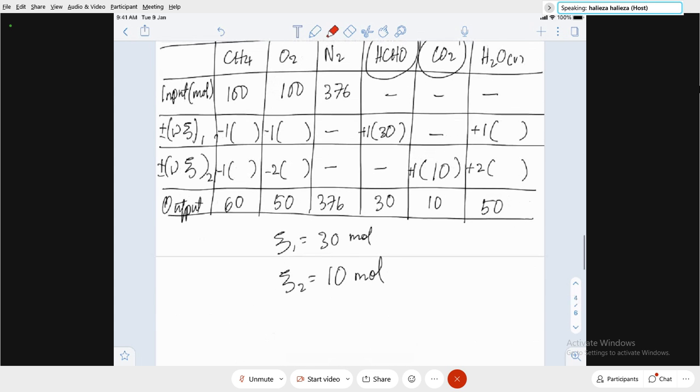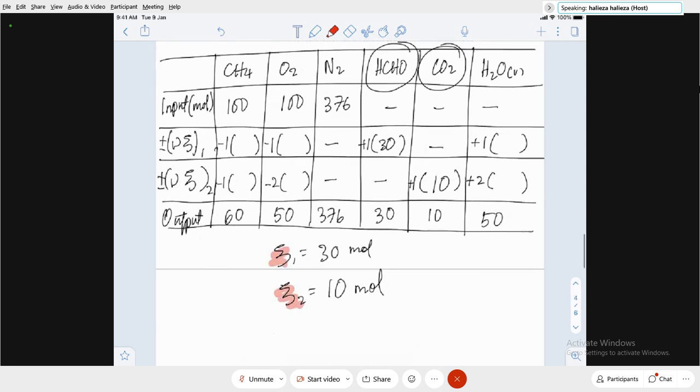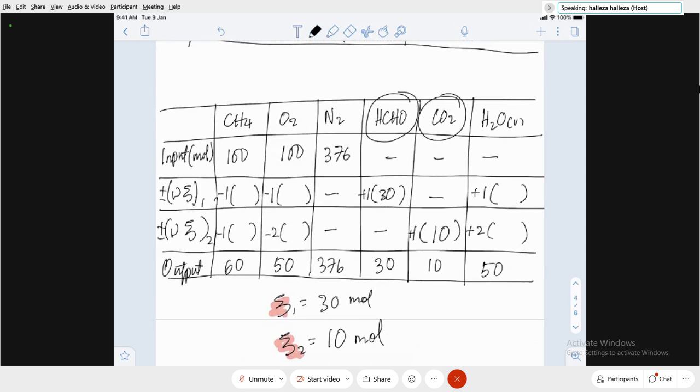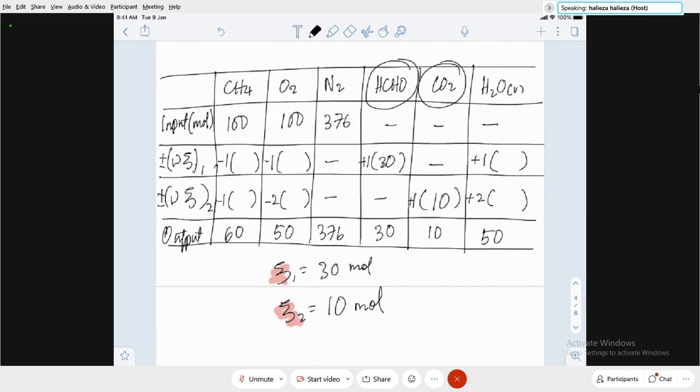You need to get your extent 1 and extent 2, based on the conversion given, the yield given, or the selectivity given, then you complete this table. This table is actually your material balance. The table that I just constructed, the way I showed you how to get your extent of reaction 1 and extent 2, is actually your material balance. You need to do this. That's your material balance. Any other question, guys?